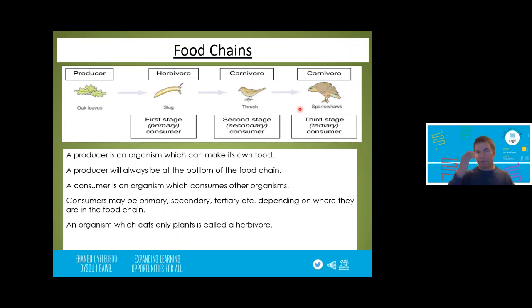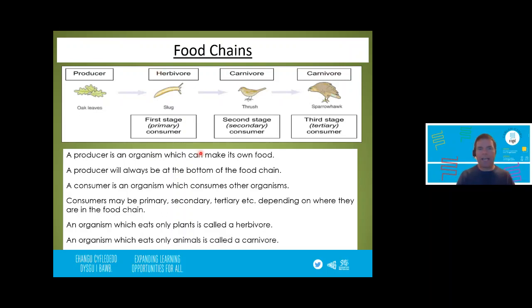Now, that's all well and good, but we just need to have a few more terms in here, terms you'll probably be familiar with. An organism which eats only plants is referred to as a herbivore. So in this case, the slug, primary consumer, is a herbivore. I think it's fair to say all primary consumers will be herbivores.